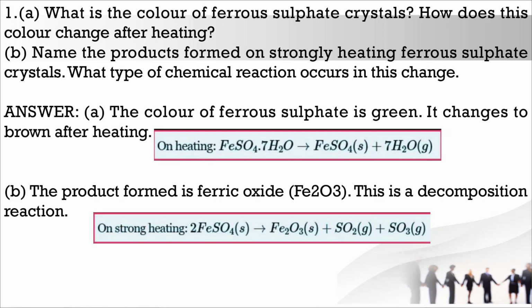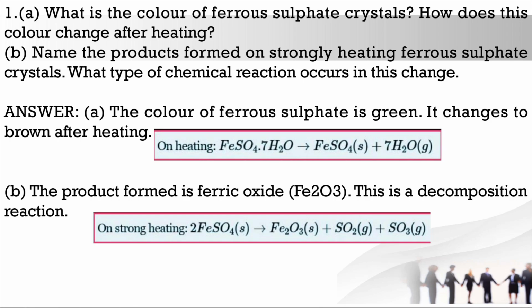First question is, what is the color of ferrous sulfate crystal? How does this color change after heating? B. Name the product formed on strongly heating ferrous sulfate crystal. What type of chemical reaction occurs in this change?